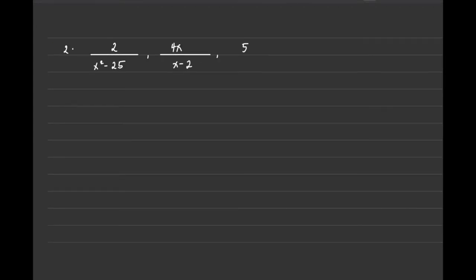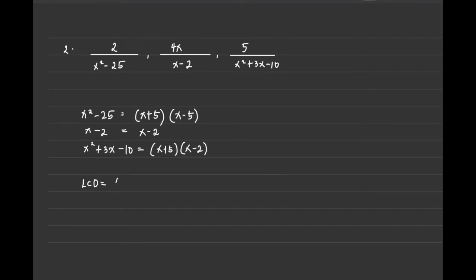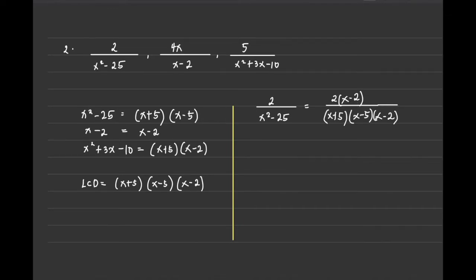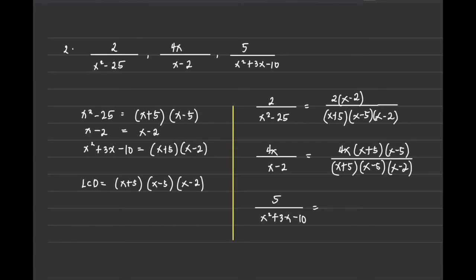Number 2. We have the denominators x squared minus 25, x minus 2, and x squared plus 3x minus 10 from the given rational expressions. We get their prime factors and we now get the LCD, which is the product of x plus 5, x minus 5, and x minus 2. Let's now get the equivalent rational expressions of the given expressions by using the LCD. For 2 over x squared minus 25, we have its equivalent. For 4x over x minus 2, we have its equivalent. For 5 over x squared plus 3x minus 10, we have its equivalent.